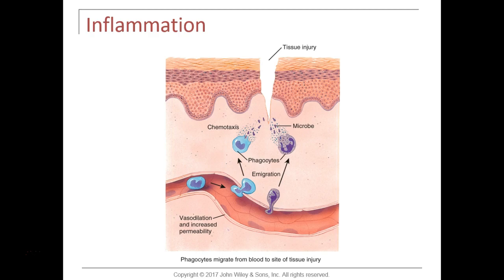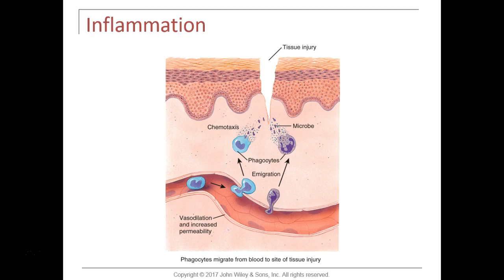So the area where we have inflammation turns red because more blood goes there, and blood is red. It swells up because more fluid is leaking out of the blood vessel, and it is hot because blood carries heat with it.